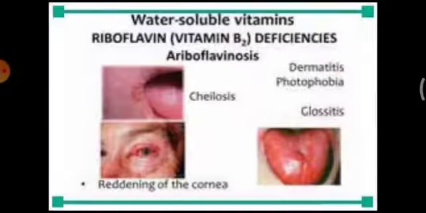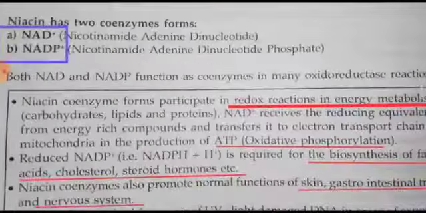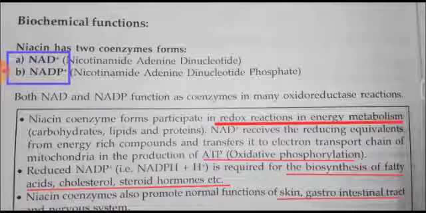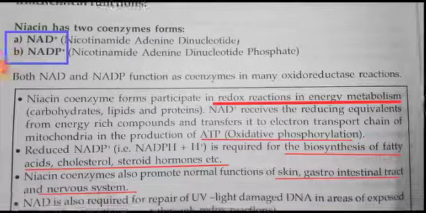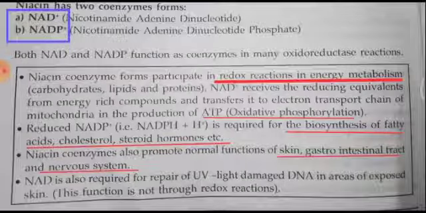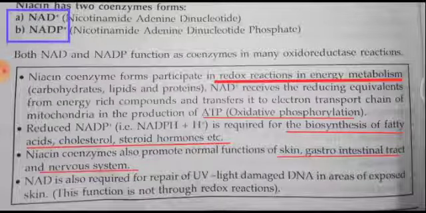Next is the coenzymes of niacin, NAD and NADP. So niacin gives rise to two coenzymes, NAD and NADP, nicotinamide adenine dinucleotide and nicotinamide adenine dinucleotide phosphate, that is NADP. Both of these niacin coenzymes participate in redox reactions in energy metabolism, that is carbohydrate, lipid and protein metabolism, and they are going to get reduced, and after reduction, they will get converted to energy, ATP, by oxidative phosphorylation.